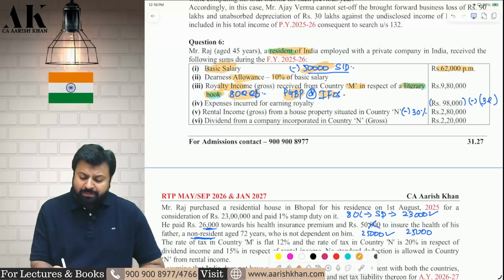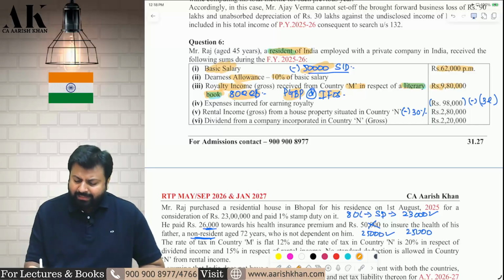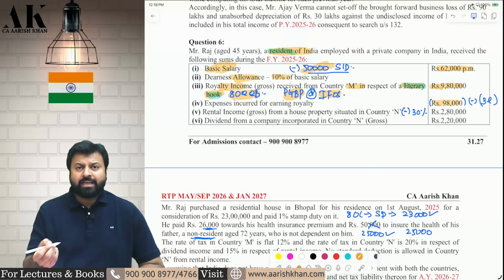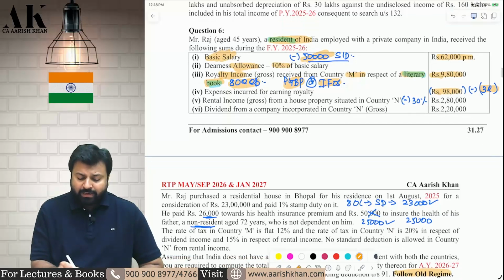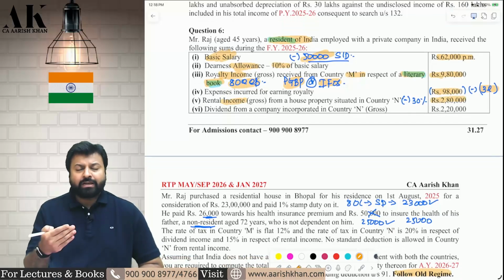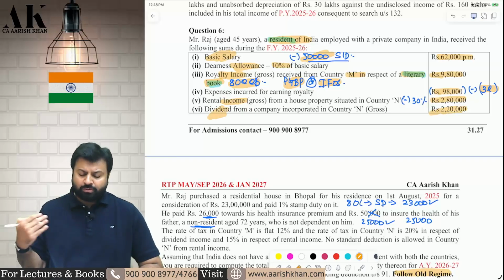Royalty you can show under PGBP or IFOS. ICAI has shown it under IFOS. You can show it under PGBP also. It's okay. 9,80,000 is the gross royalty. 98,000 is the expense. And 3 lakh rupees will be allowed as deduction under 80QQB. Be careful. Then you are earning some rental income from country N. Then you can claim 30% standard deduction on that. Then you are earning some dividend of 2,20,000 rupees. You can show that under IFOS.